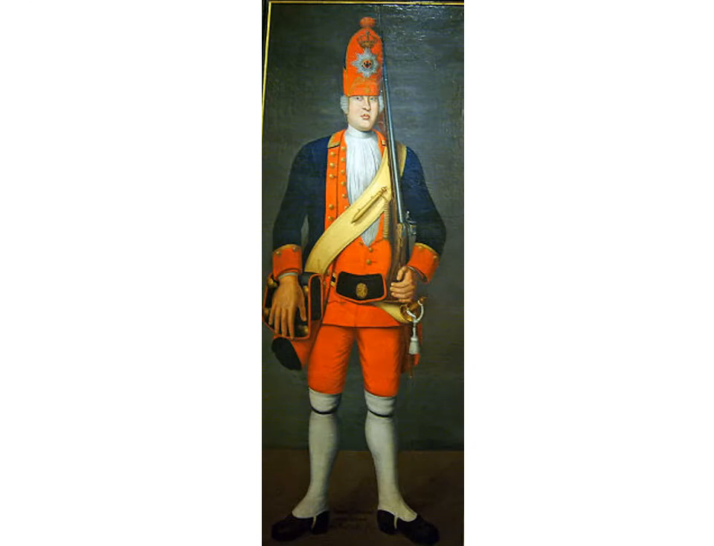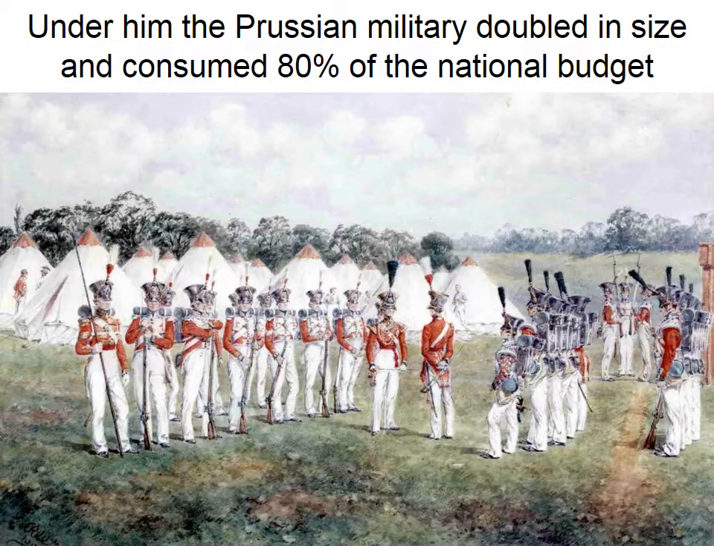Here's a picture of him in his Prussian uniform. So under him, the Prussian military was able to double in size. Now, this is going to consume a large portion of the national budget. So you can see a little bit more why Frederick William wanted Silesia, so that he could get the resources to try to help the Prussian economy.